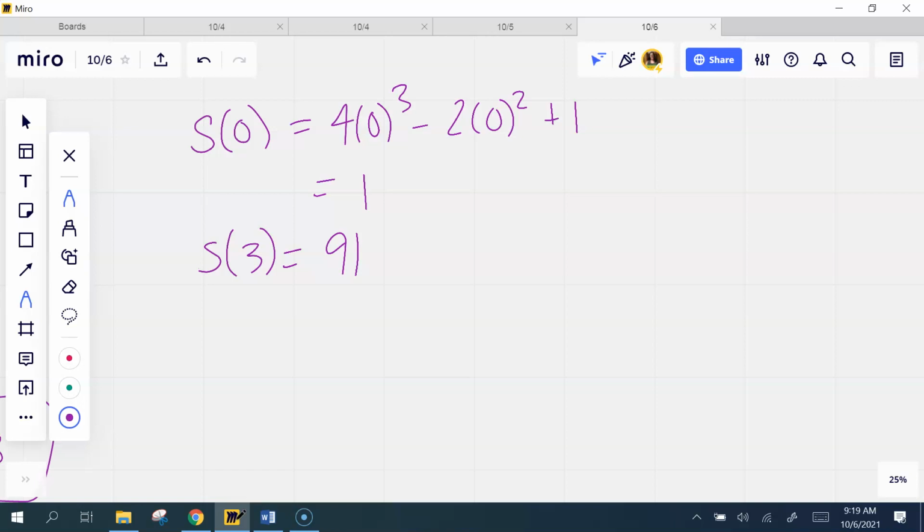What you could have done when you got here: make sure you do the exponent first and then multiply, not multiply the exponent. So this is actually 4 times 3 cubed, 3 times 3 is 9, times 3 is 27. Did you do 12 to the third?